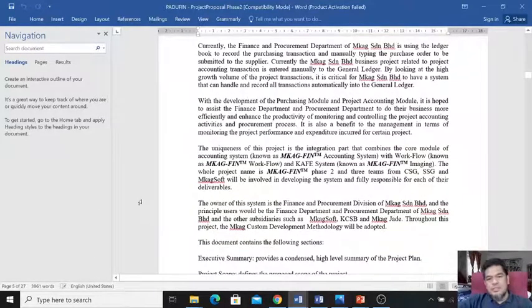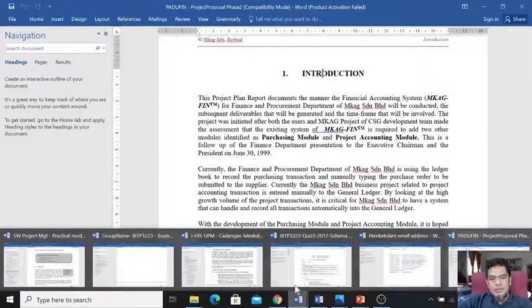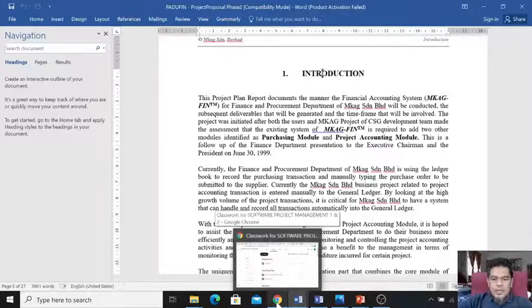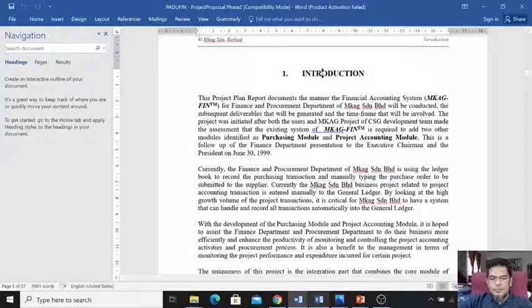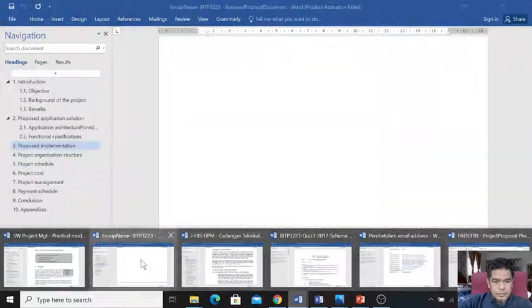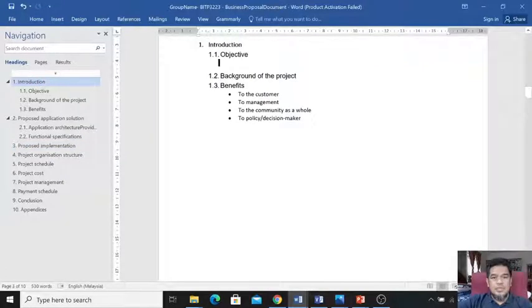Okay, so this is one example of an introduction, or maybe you can change the background of the project into the introduction. That means the background is inclusive in the introduction. So when you write your business proposal report like this, where is it? Okay, this one. This is under introduction, right? So you write the objective, maybe you write the project background.